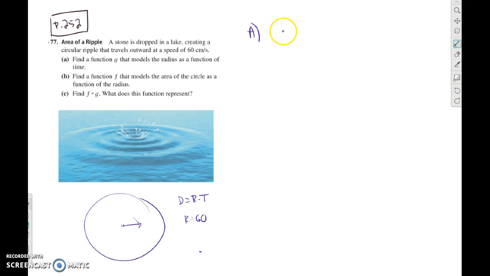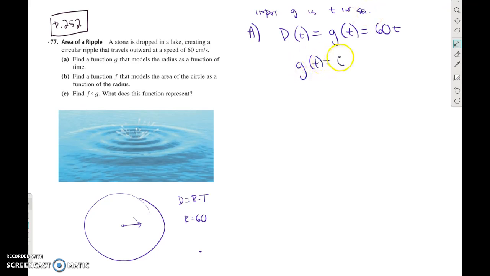So the distance is actually our g function. The distance as a function of time is the function we're calling g as a function of time, and it is simply 60 times t, where t is the input in seconds. Let's just make a note of that. The input of g is time in seconds, okay? But that's our g of t function.